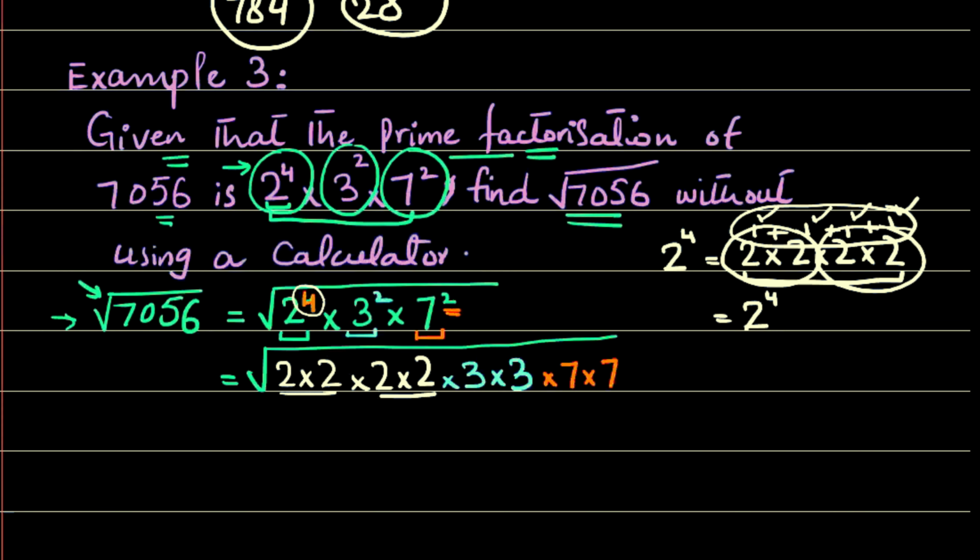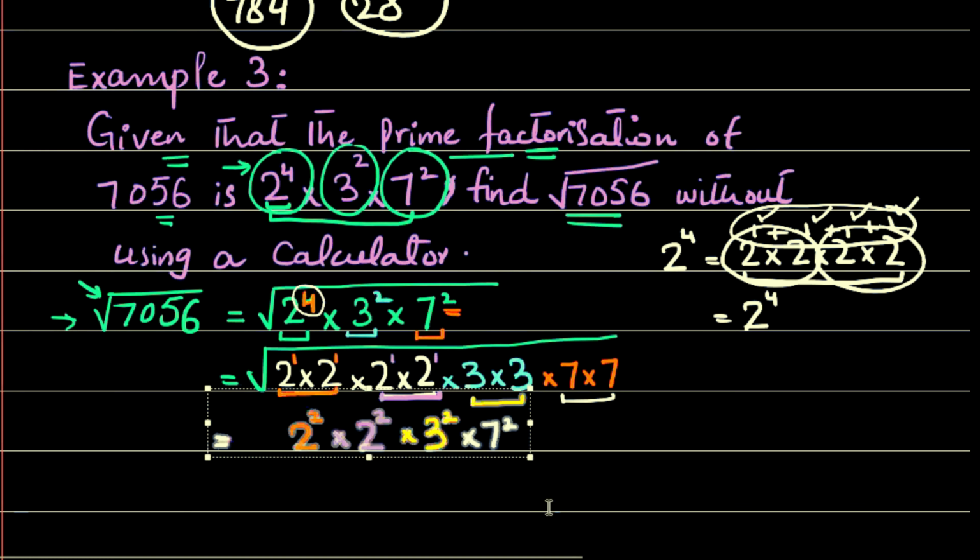Now we will make pairs. For this pair of 2, I will write in base 2 one time and add its power, that is 1 plus 1, that is 2. And next I will take this other pair of 2, write 2 one time and add its power, that is 2. Because I have to write in the form of a square, that's why it is important for me. 3 was already given in squared form, and 7 was also given in squared form. All right, so let me shift it one minute.